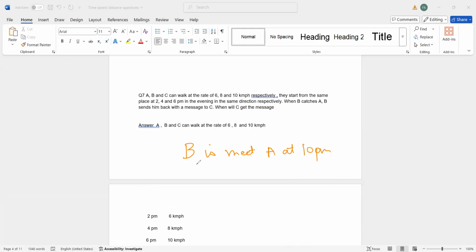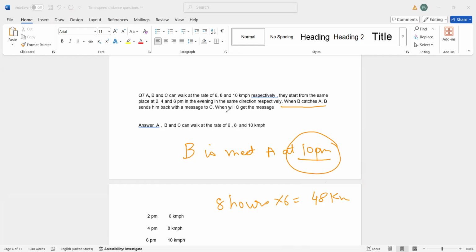Right? Now, if I ask you one question, at 10 p.m., what would be the distance that A would have traveled? So at 10 p.m., the distance that A would have traveled would be 8 hours into 6, that is 48 kilometers, right? Now look at this part. When B catches A, B sends him back with a message to C, which indicates that when B is able to catch A, B will be able to send him back with a message to C.